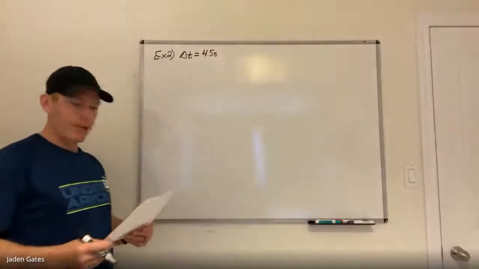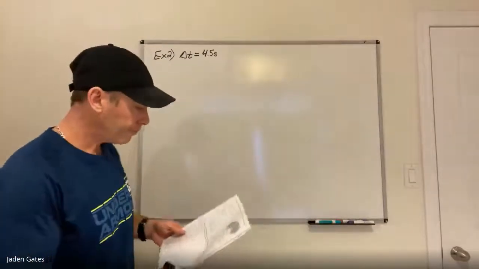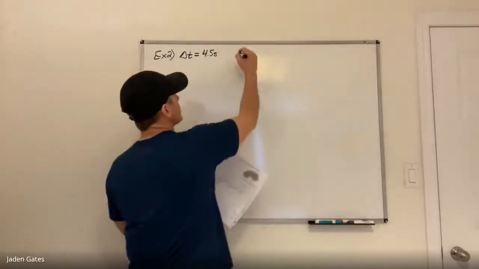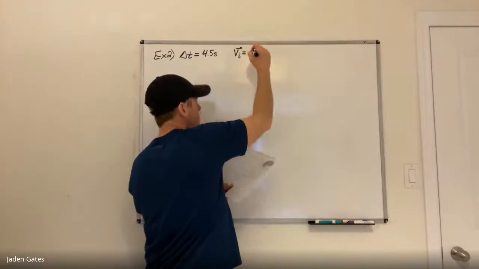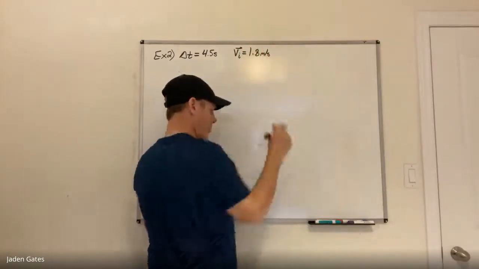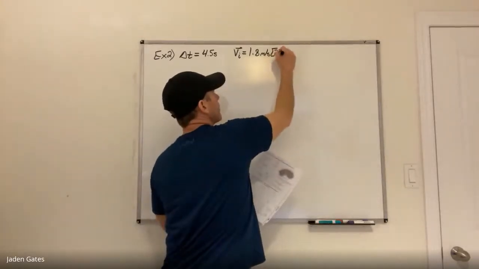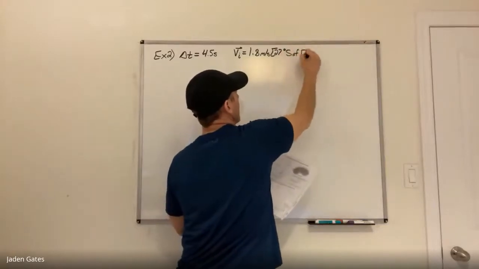Now there is a diagram on this sheet where there's an initial velocity called VA. I'm going to write it down as my initial velocity, and it is 1.8 meters per second. The direction is 27 degrees south of east. Make sure I get this information down right. All right, there we go.